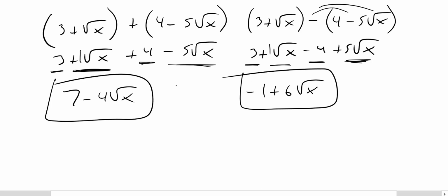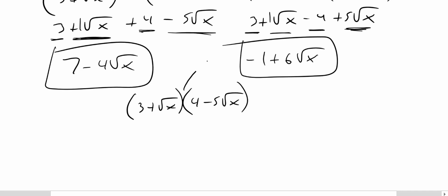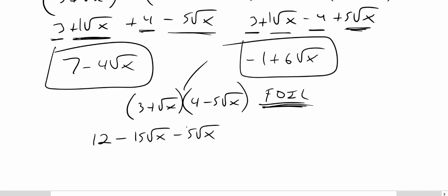Okay, last one of these, we want to FOIL it now. So we're going to do multiplication. So 3 plus the square root of x times 4 minus 5 square root of x. So basically, you can tell this is not addition subtraction, because there's no adding and subtracting between them. Okay, it's multiplication. So we're going to use FOIL. And you guys should remember FOIL is first, outer, inner, and last. So 3 times 4 is 12. Outer minus 15 square root of x. Inner is minus 5 square root of x. And last is minus 5. What's square root of x times square root of x? Just x. Okay. We okay with that?